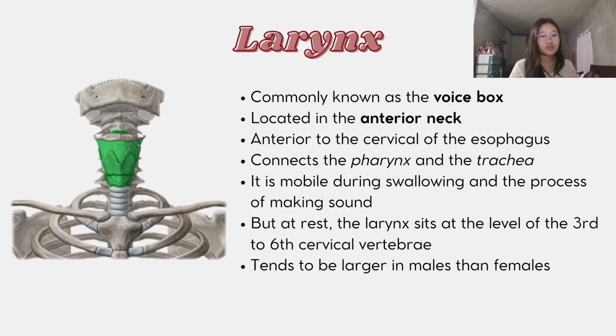It is located in the anterior neck. It is anterior to the cervical esophagus, and it is the link between the pharynx and the trachea. If you can see in the picture provided, the larynx is a hollow tube in the middle of our neck. It connects the pharynx, which is the upper part, and the trachea, which is the lower part.